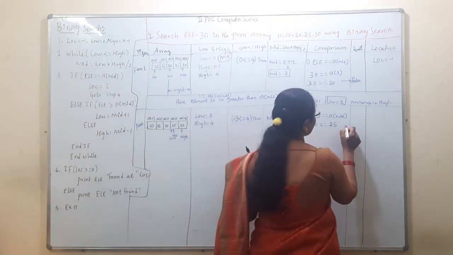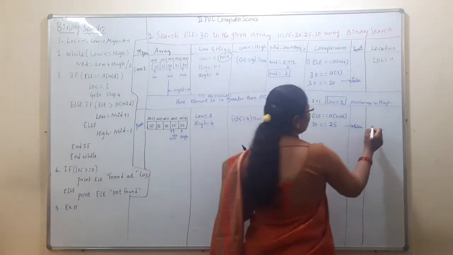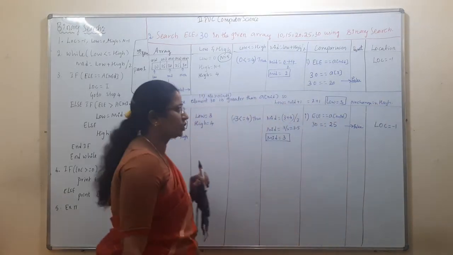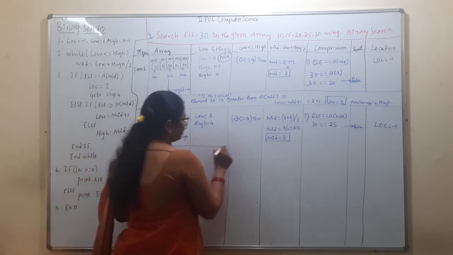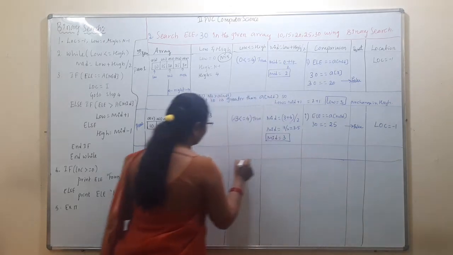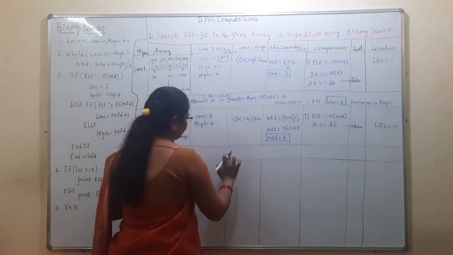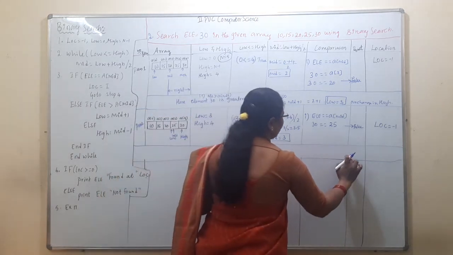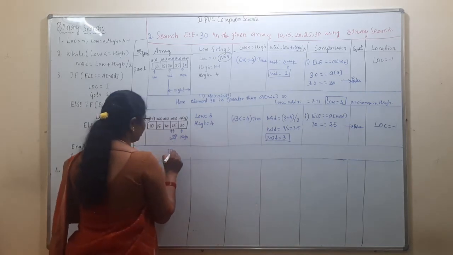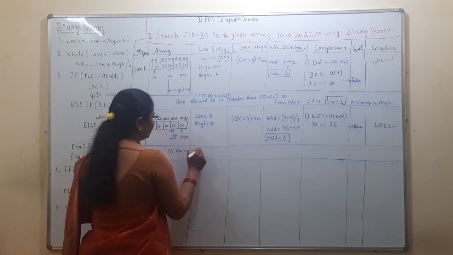Now the condition is false. There is no change in the location. Location remains -1. Then pass 2 is completed. We need to check another condition. Once condition 1 is finished, we should check condition 2, whether the element is greater than A of mid.